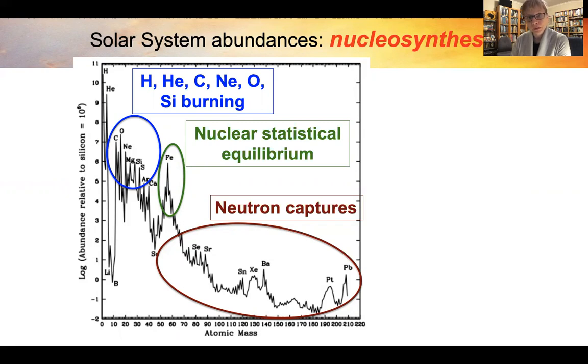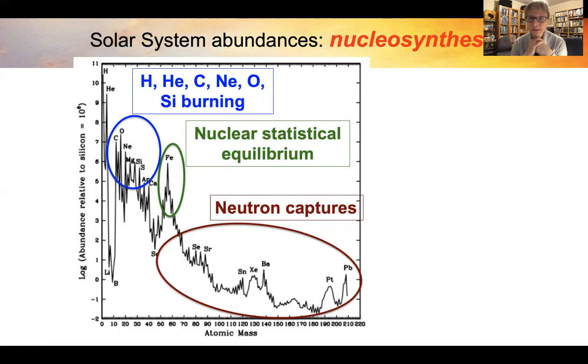Now here, this is a plot showing the solar system abundances as a function of atomic mass on the x-axis. I really like this plot for a number of reasons. First of all, the y-axis is the log abundance relative to silicon, which has been scaled to 10 to the 6, and everything else is scaled around that. Now, I really like this plot because we can see distinct peaks at selenium and strontium, at tin, xenon and barium, and platinum and lead.